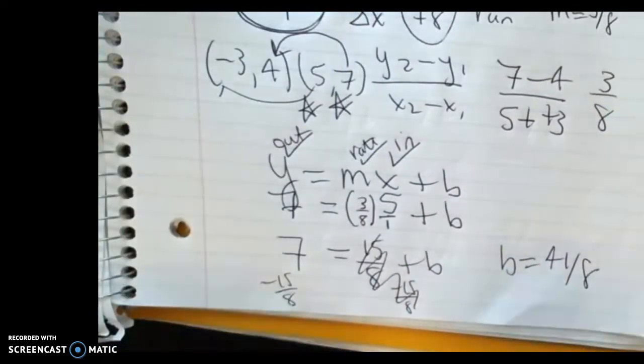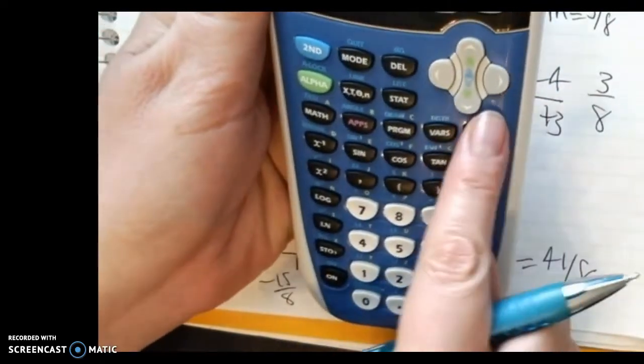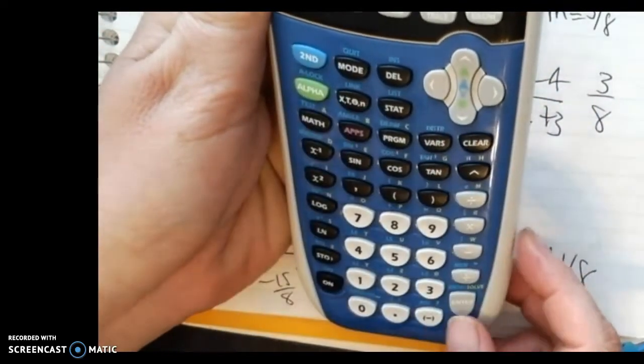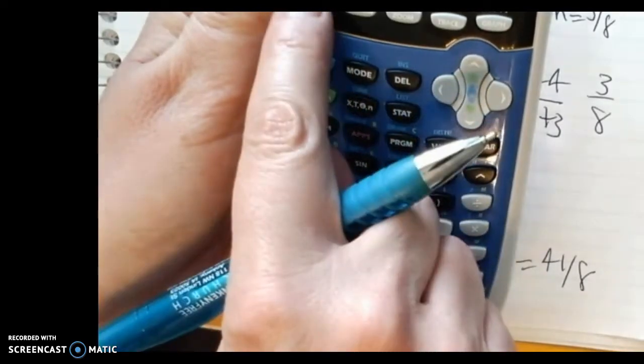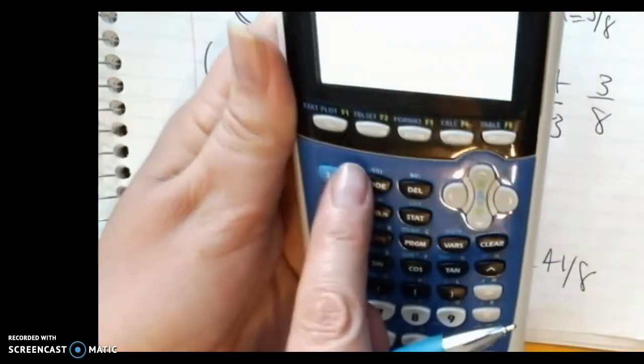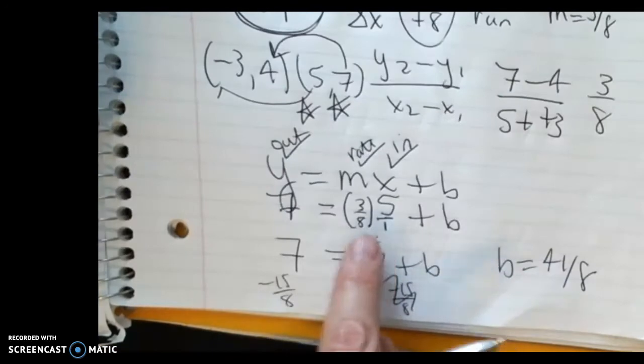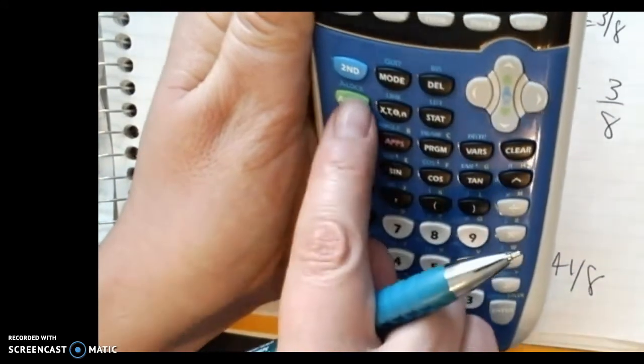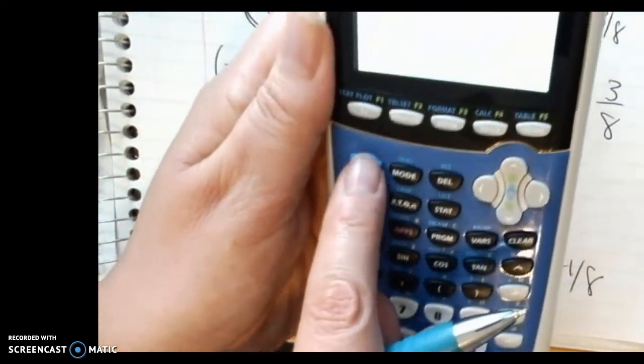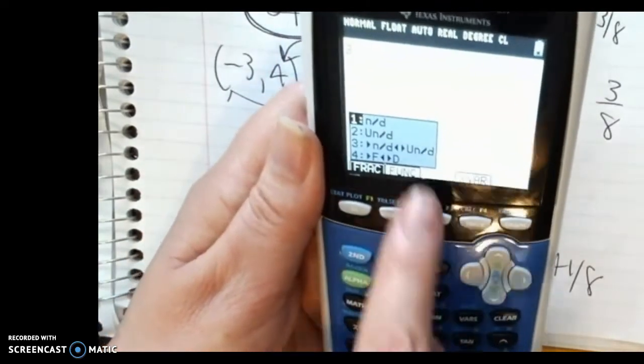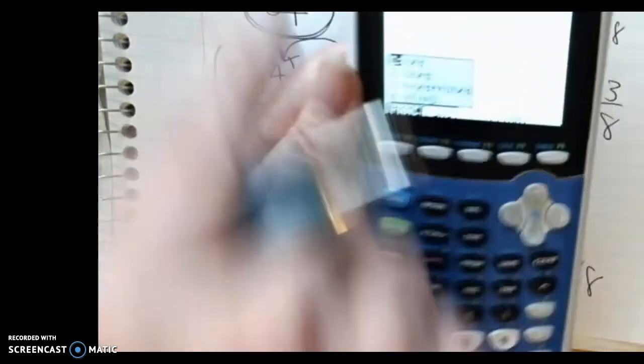Okay. Now, if you want to do it on a graphing calculator, if you hit alpha and then y equals, that's going to convert it into a fraction. So if you have a graphing calculator, I could do 3/8. So 3, and then hit my alpha key, and then up here, and you see how it gives me the fraction menu?